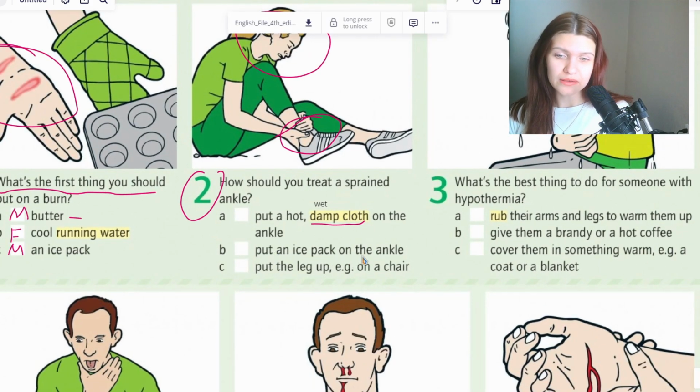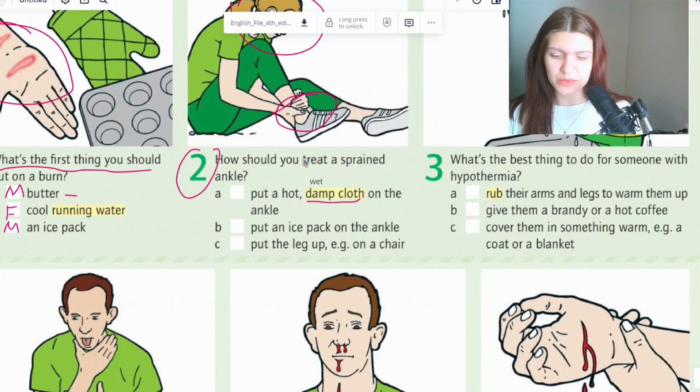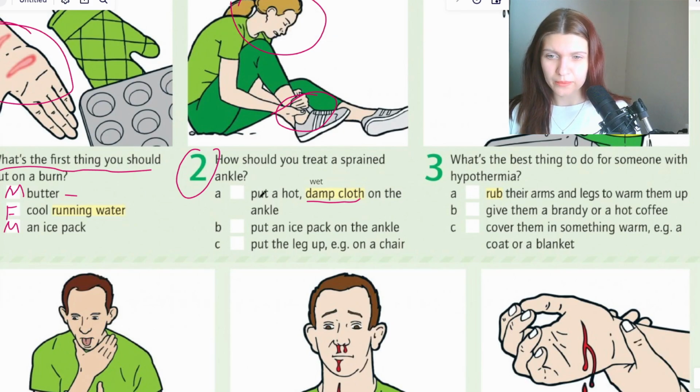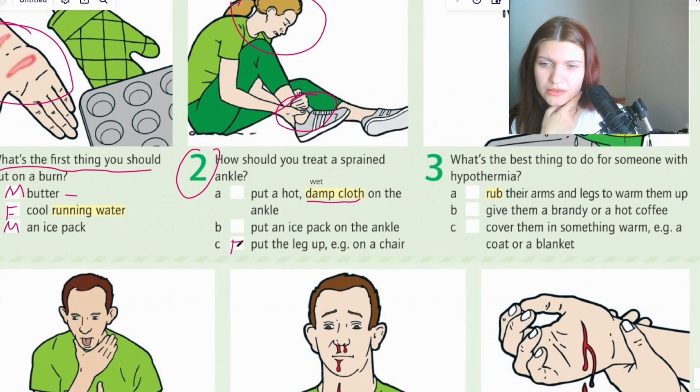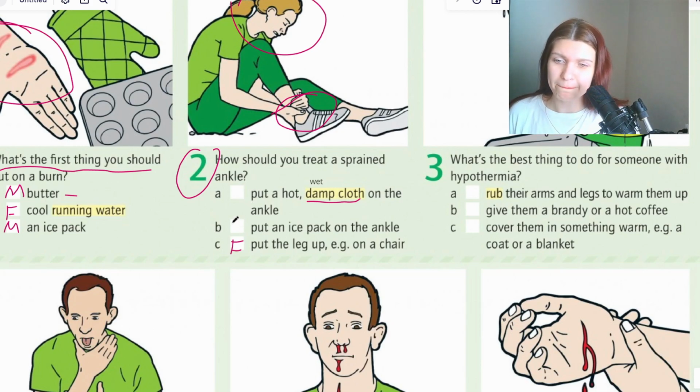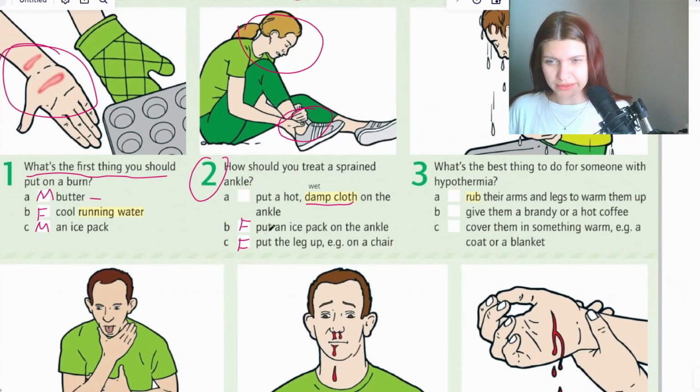Next, put an ice pack on the ankle. Put the leg up, for example, on a chair. Put the leg up means put it higher. How do you think? What is correct and what is myth? As for me, I think put a hot, damp cloth on the ankle. C, I think, is correct. And maybe. Okay, B is correct. And let's check.